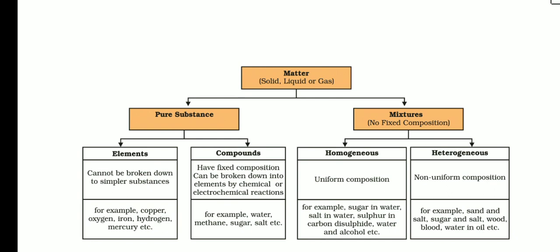Now, homogeneous mixtures. Homogeneous mixtures are those which have uniform composition. That is, the solute is uniformly distributed in the solution. For example, sugar in water, salt in water, sulfur in carbon disulfide, water and alcohol, etc. And the last one is heterogeneous mixture.